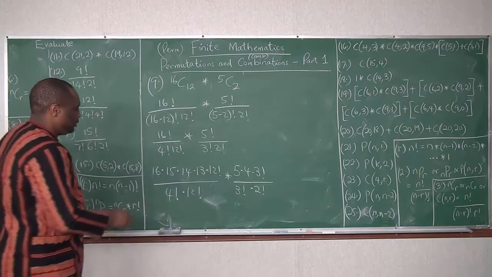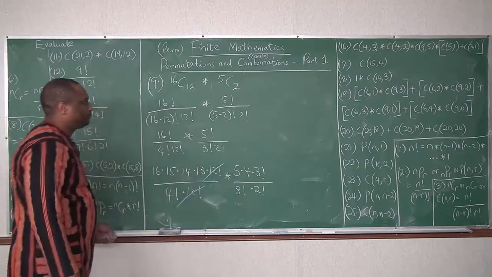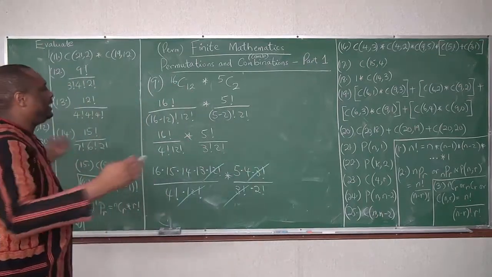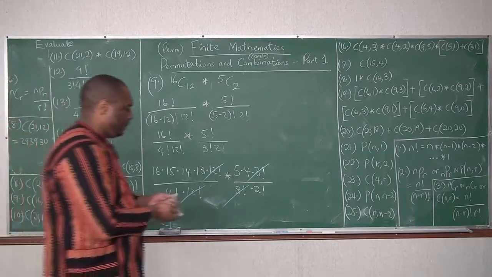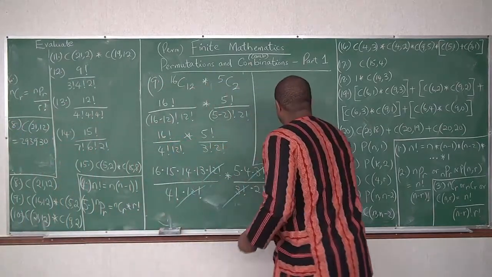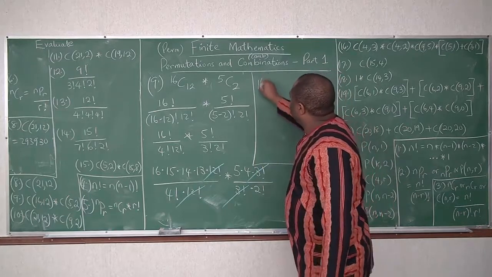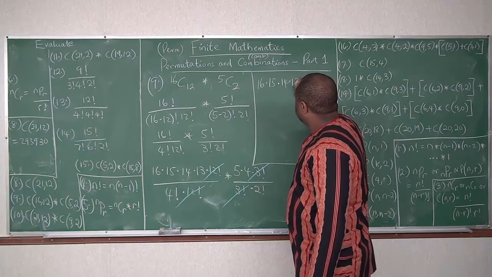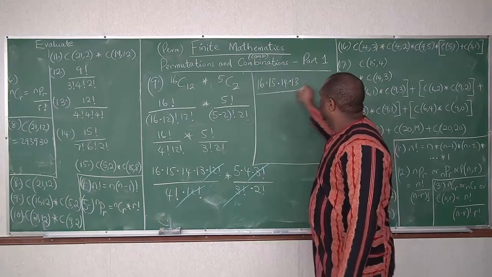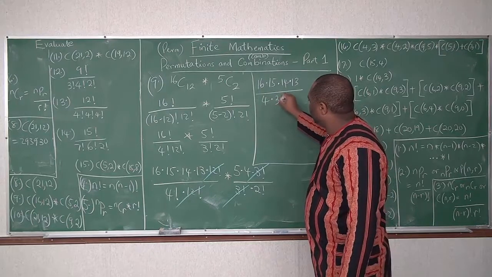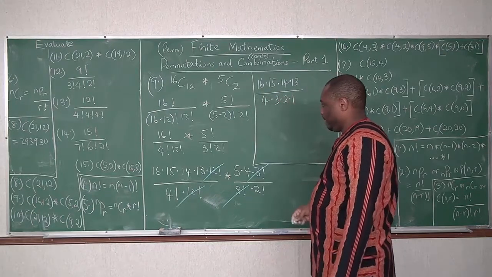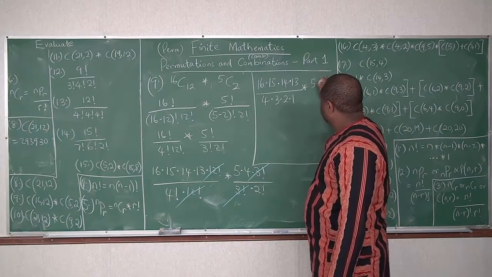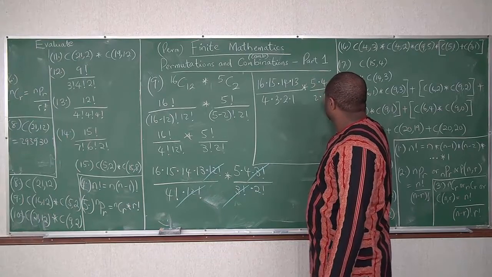Okay, so I do bam, bam, and then I do here bam, bam. So let me now expand it and I can start crossing out right away. So what do I have now? I have 16 times 15 times 14 times 13 over 4 times 3 times 2 times 1. Right? Then times 5 times 4 over 2 times 1.